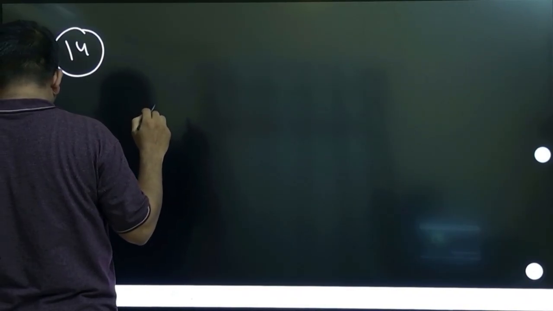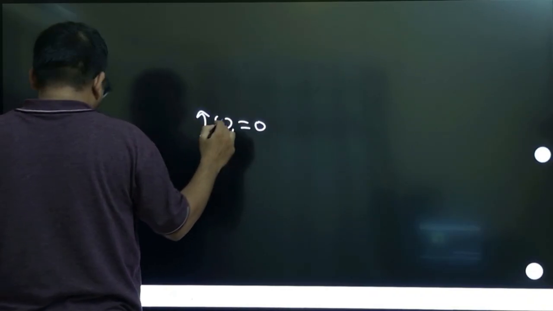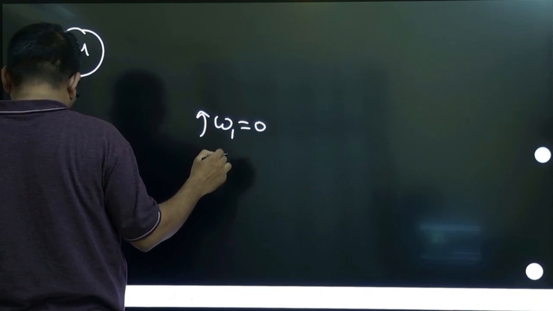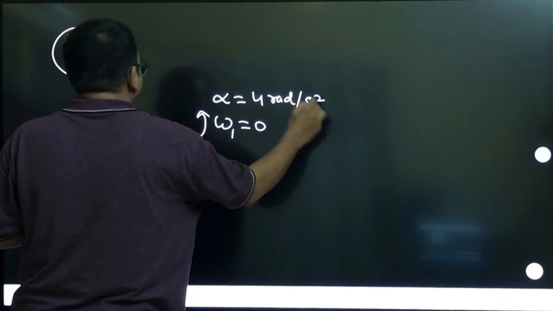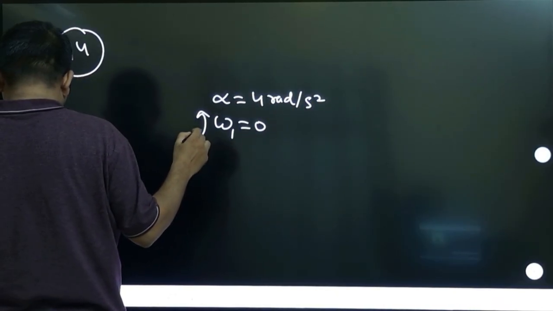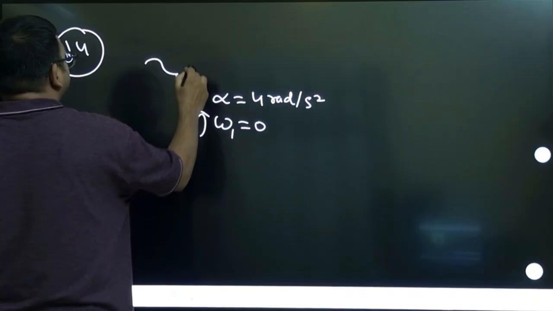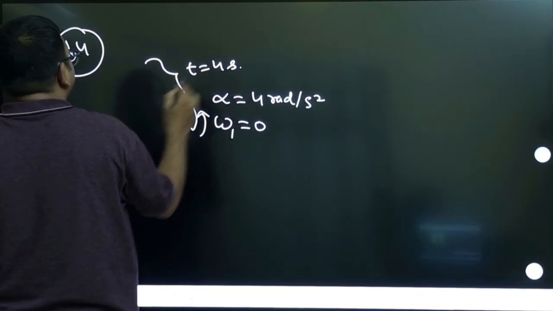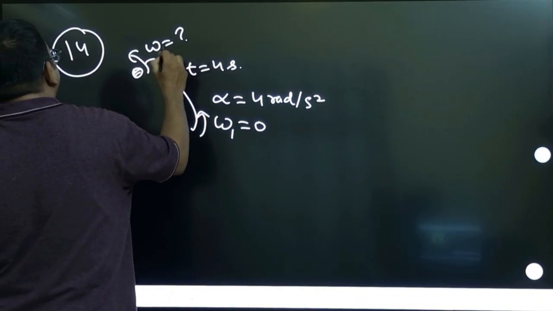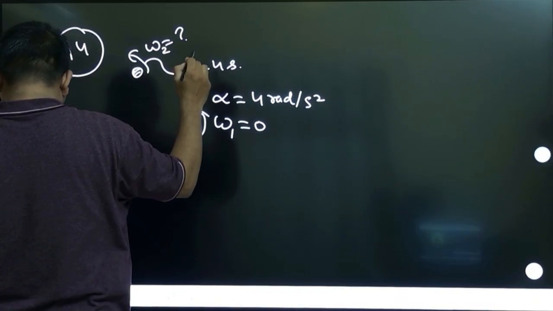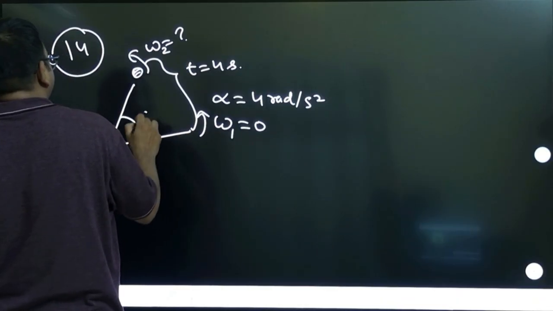A grindstone starts from rest. That means initial angular velocity omega 1 is 0, and it has a constant alpha. Alpha is given as 4 radian per second square. They are asking the angular displacement and angular velocity after 4 seconds. After 4 seconds means the time interval is 4 seconds. They are asking for the angular velocity, that is omega 2, and also the angular displacement, that is theta.